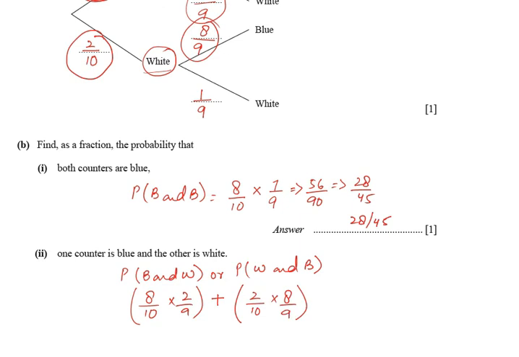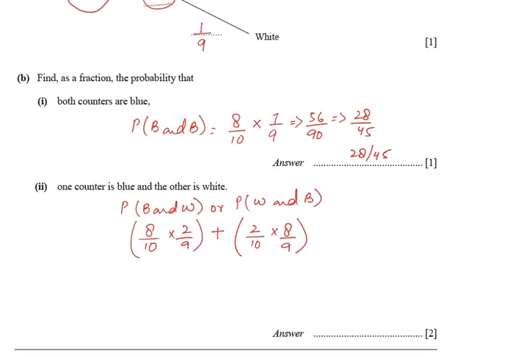Now let's simplify this. It's 8 times 2 is 16 upon 90, and plus 2 times 8 is 16 upon 90. As we have the same denominator, 90 will be the denominator and 16 plus 16. So 16 plus 16 is 32 upon 90, and when we simplify this, our final answer is 16 upon 45. Okay, so the final answer of this part is 16 upon 45. I hope you have understood this question. Thank you.